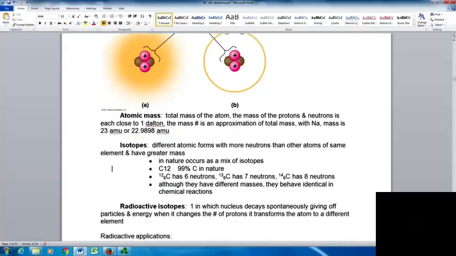So the atomic mass is the total mass of the atom. It's the mass of the protons and the neutrons. Each of those is close to 1 Dalton, so the mass number is going to be an approximation of the total mass. So with sodium, the mass is 23 AMUs or 22.9898 AMUs. So again, the AMU is atomic mass units.